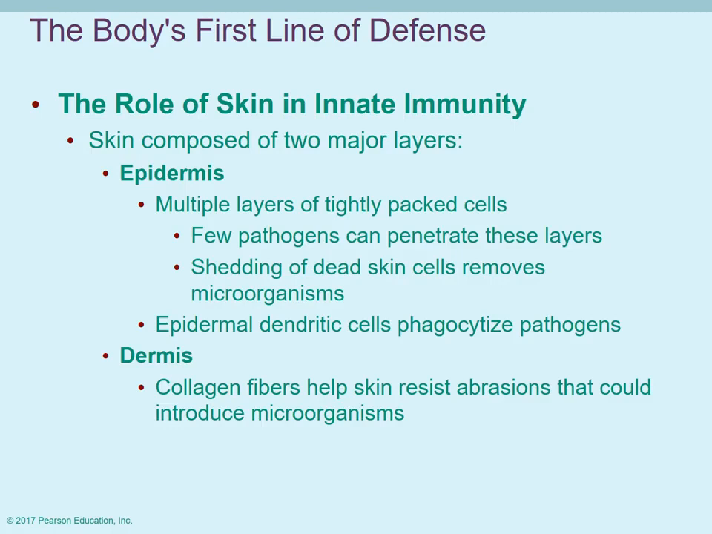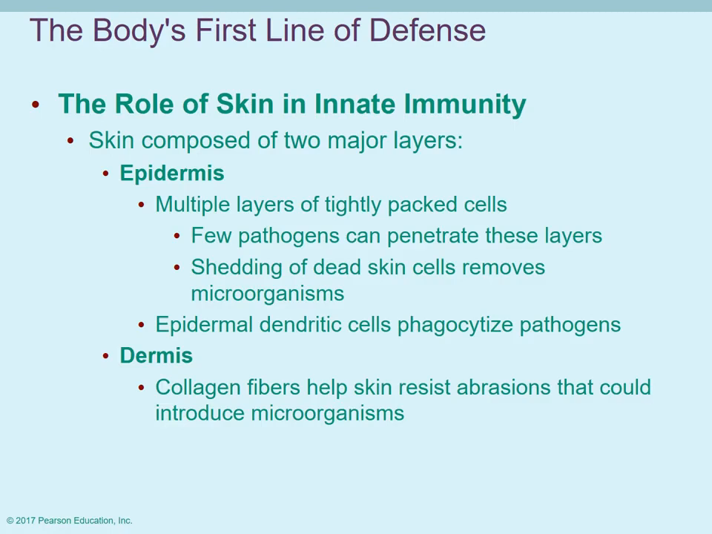If we look at the skin, some of this may be a review if you've already had A&P 1, but just as a reminder, the skin is composed of two major layers. You've got the epidermis, which is on the surface. It is multi-layered cells. The outer layers that you actually see are dead cells. And those cells are constantly being shed, removed, because the living cells beneath them get pushed up layer by layer. So what you see on the surface is actually dead.